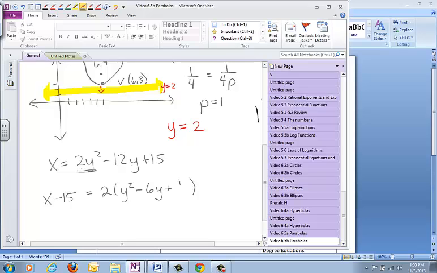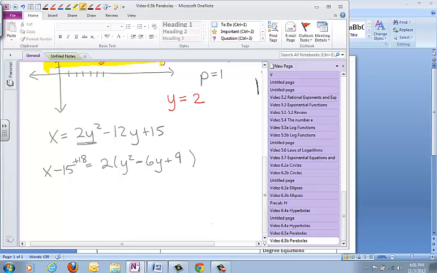So the number that completes the square on that is 9. How did we get that? We took half of negative 6 and squared it. Okay, and then we have to be careful to balance the equation. What we really added here was not 9, but 9 times 2, so I'm going to go ahead and put a little plus 18 to show that I have to add 18 to both sides. So what I get is x plus 3 equals 2 times (y minus 3) squared.